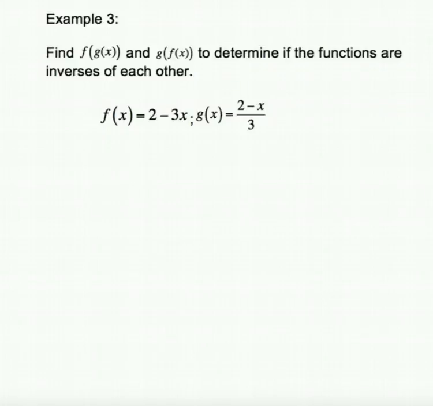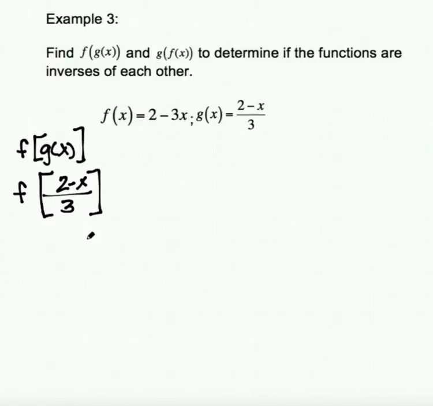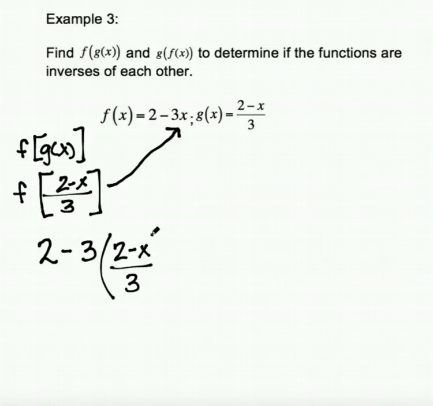So we're going to do f of g of x first, and again, our goal is to see if we get x. So f of g of x, which means we're going to do f of (2 minus x) divided by 3. I'm going to take 2 minus x divided by 3 and plug it into the f function for the x. So that's going to leave me with 2 minus 3, and I take that x out and put this new stuff in, times (2 minus x) divided by 3.